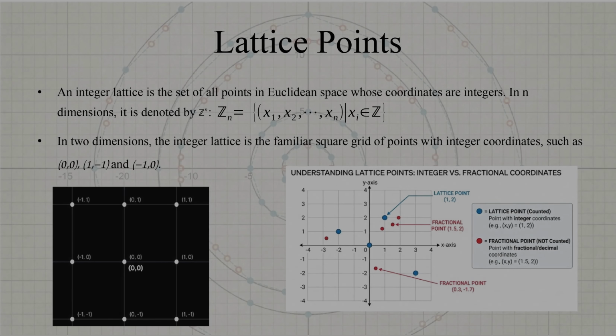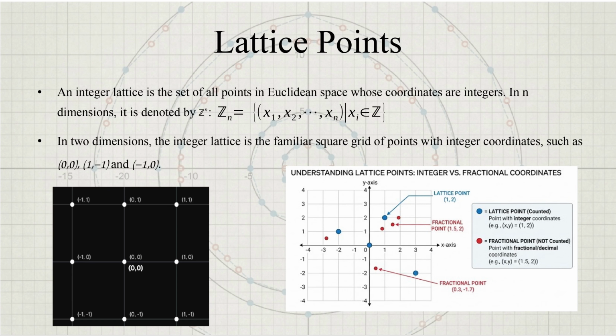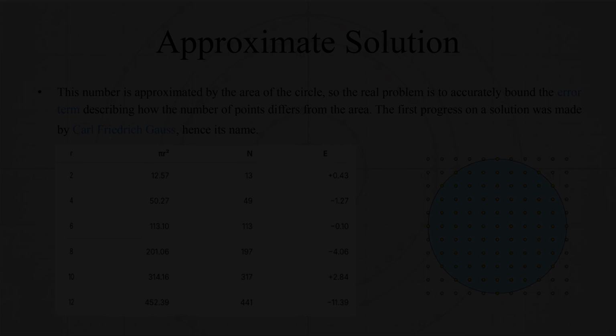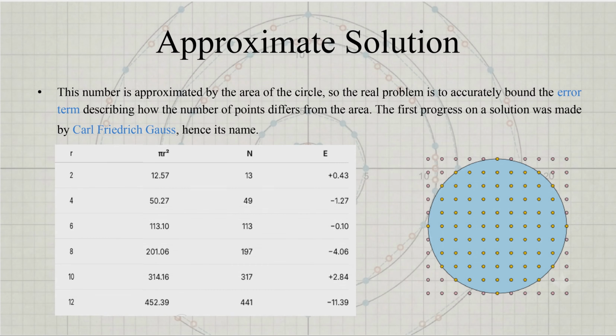To understand this, we first need to define what a lattice point is. An integer lattice is the set of all points in Euclidean space whose coordinates are integers. In n dimensions, it is denoted by Z^n. In our two-dimensional scenario, the integer lattice is the familiar square grid of points with integer coordinates, such as (0, 0), (1, -1), and (-1, 0). A point like (1.5, 2) is a fractional point and is not counted. So the real question boils down to finding out how many pairs of integers fit inside our circle.